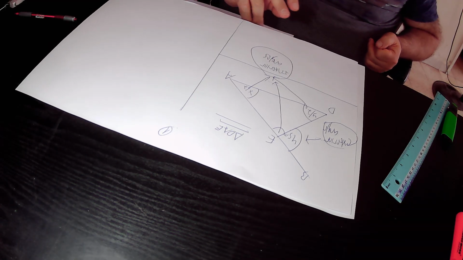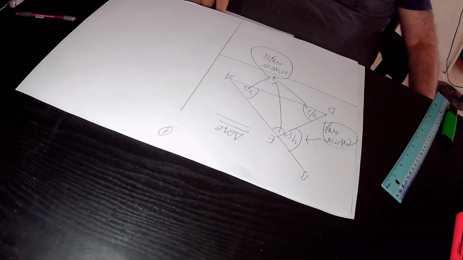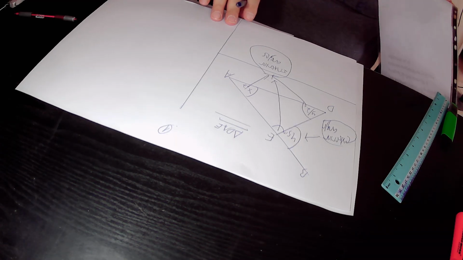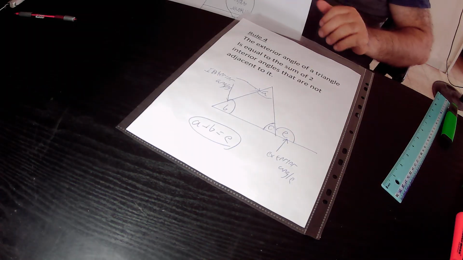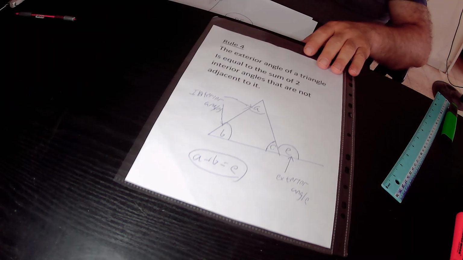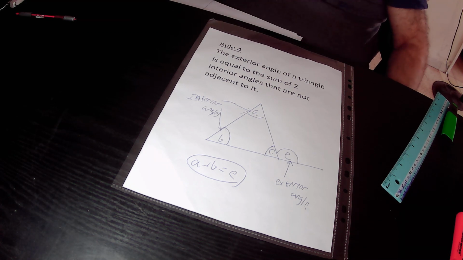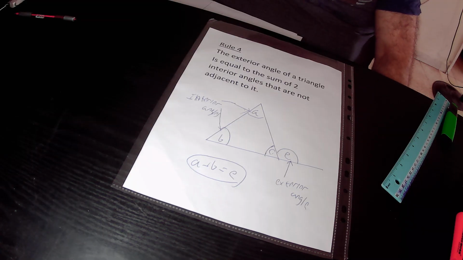So in the next step, I will present to you rule 4, and we will implement rule 4 in our drawing. According to rule 4, the exterior angle of a triangle is equal to the sum of the two interior angles that are not adjacent to it.